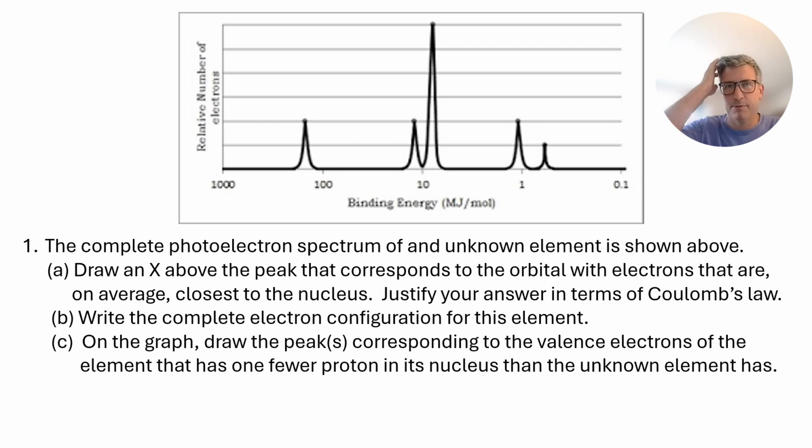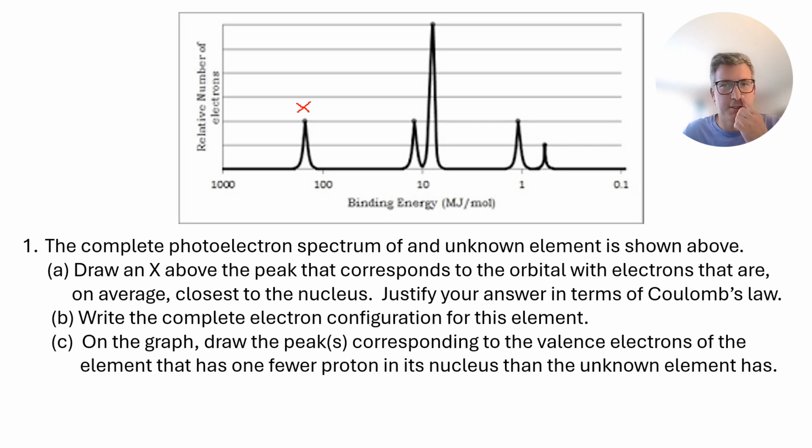Okay, let's take a look at an example problem. This is a complete photoelectron spectrum of an unknown element. Draw an X above the peak that corresponds to the orbital with electrons that are on average closest to the nucleus. Justify your answer in terms of Coulomb's law. So go ahead and pause and do that, please. Okay, so hopefully you would draw your X right above this first peak.